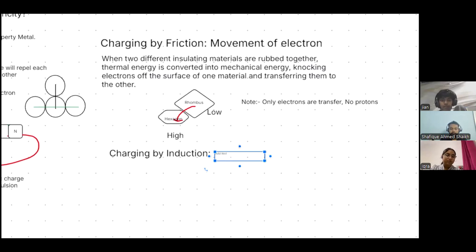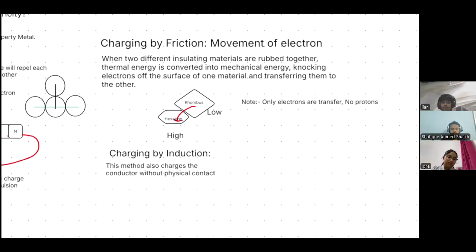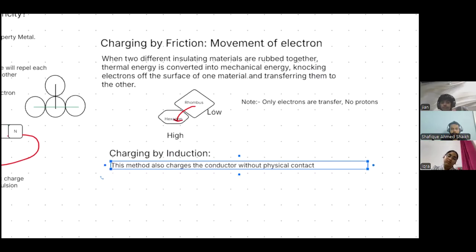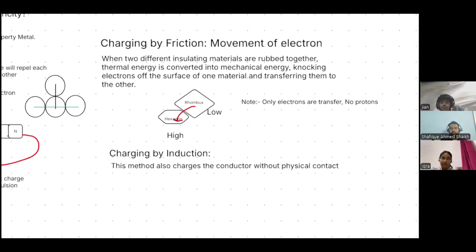This method also charges the conductor without physical contact. Is that clear? So this method also charges the conductor, there is no doubt in that, but without a physical contact. Now we'll go through the step by step process of how it happens.